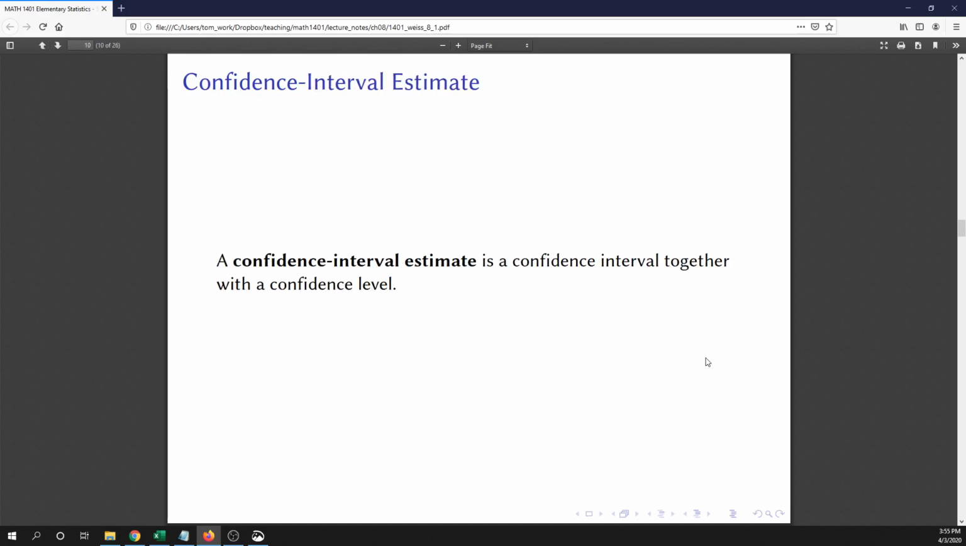All right, so a confidence interval estimate is a confidence interval, right, together with a confidence level. So a range of numbers where you think the population parameter is and an associated confidence level. That gives you the probability, right, that the population parameter is in that interval that you constructed.